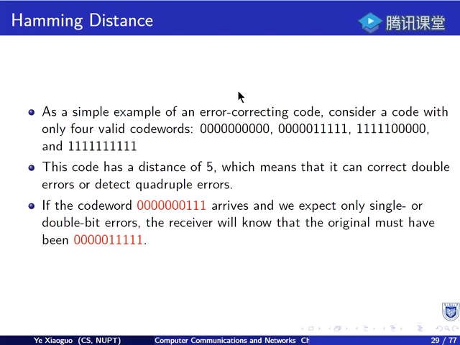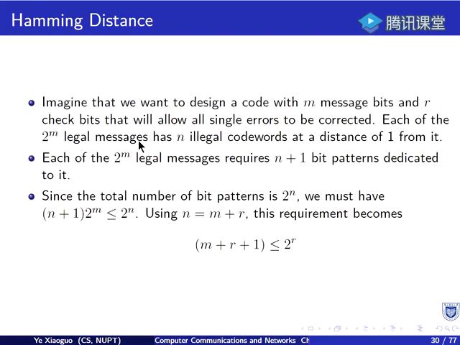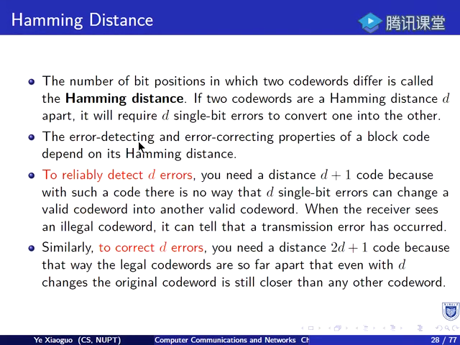Last time we learned the Hamming distance. Hamming distance means the number of bit positions in which two code words differ. If two code words are a Hamming distance d apart, it will require d single bit errors to convert one code word into the other. So Hamming distance is the number of bit positions in which two code words differ.